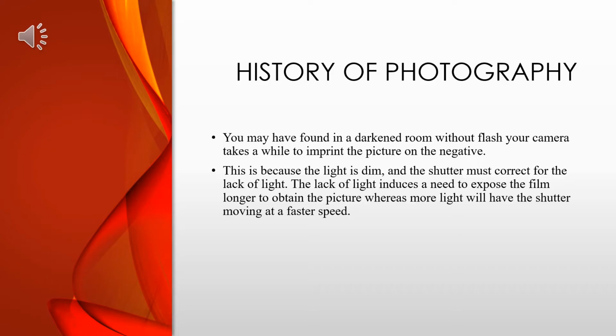You may have found in a darkened room without flash that your camera takes a while to imprint the picture onto the negative. This is because the light is dim and the shutter must correct for the lack of light. The lack of light induces a need to expose the film longer to obtain the picture, whereas more light will have the shutter moving at a faster speed.